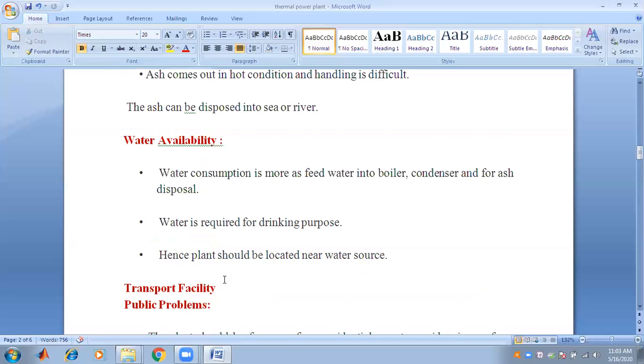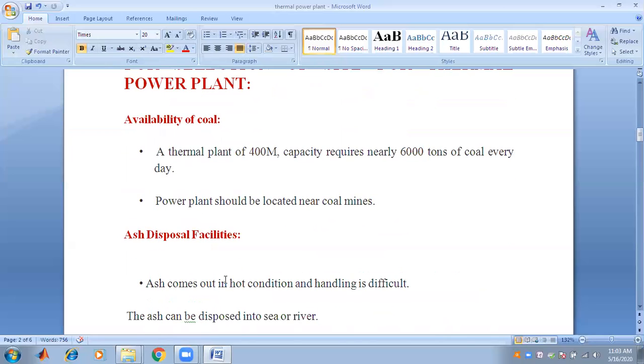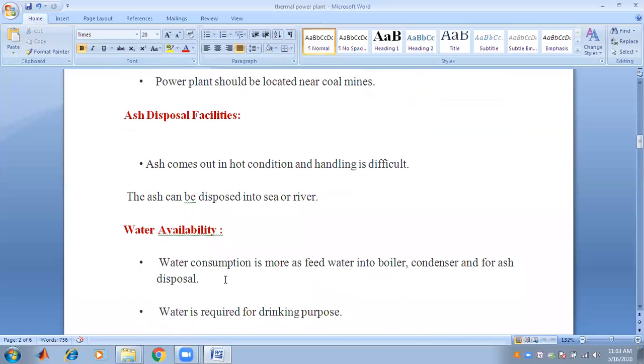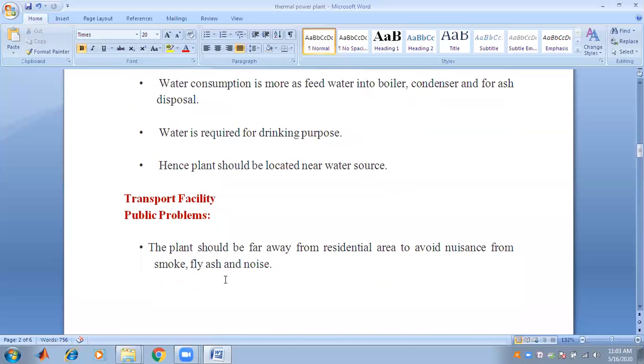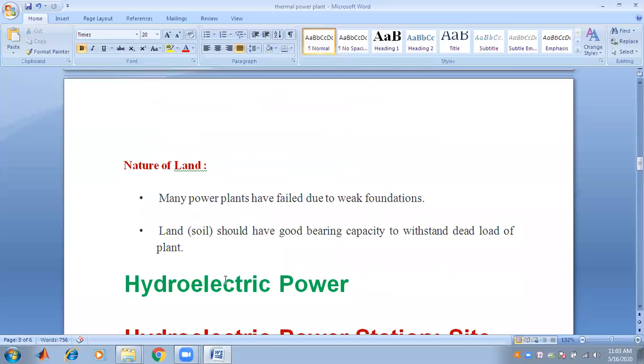Factors, again I am repeating that: availability of the coal, ash disposal facilities, water availability, transport facilities, public problems, nature of the land are the most important factors related with thermal power generation.